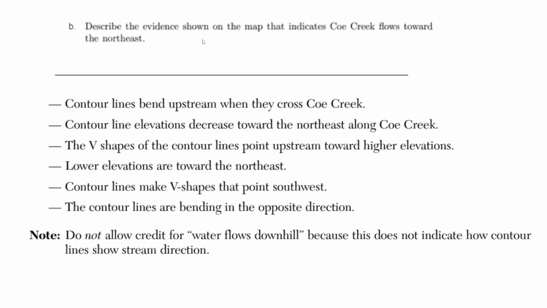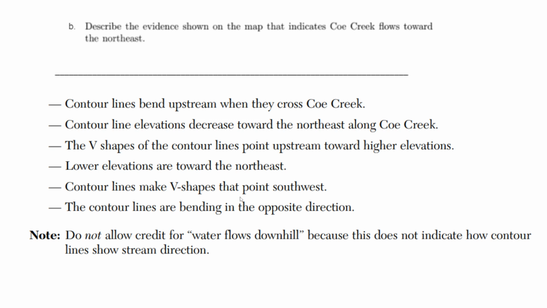For B, it says describe the evidence shown on the map that indicates Coal Creek flows towards the northeast. Here are your options. You could say contour lines bend upstream when they cross Coal Creek. Contour line elevations decrease towards the northeast along Coal Creek. The V shapes of the contour lines point upstream towards high elevations. Lower elevations are towards the northeast.